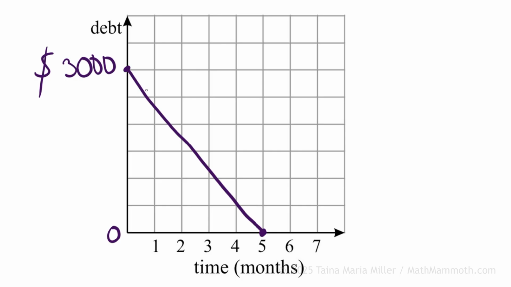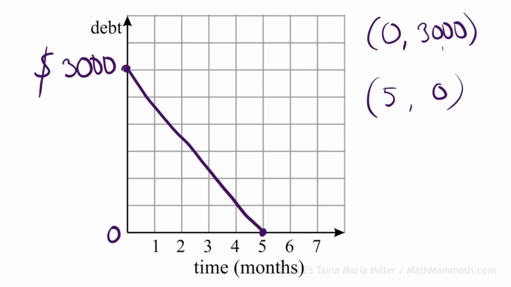Like I said, we could take any 2 points on the line and then look at the change in the outputs versus change in the inputs. But since I drew it a little sloppy, I'm going to just take this point and this point that I know for sure. 0, 3,000 is my first point. My second point is 5, 0. Let's write them here.